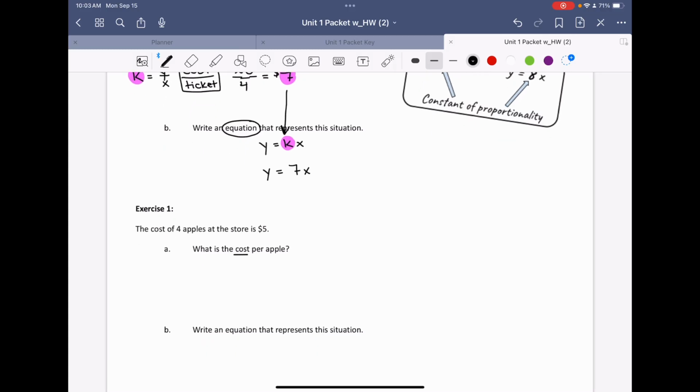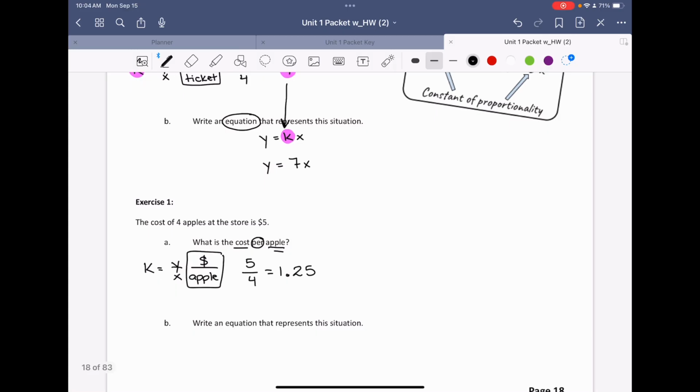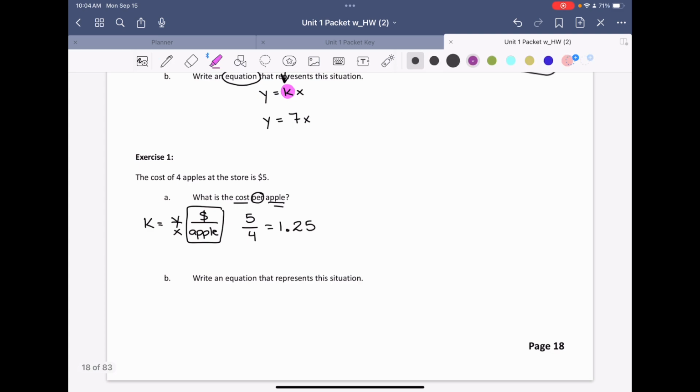Okay, we are looking for the cost per apple. K equals y divided by x, and we know that it is money over apples. So $5 divided by 4, $1.25. That is the value that I'm going to go ahead and plug in for my equation.